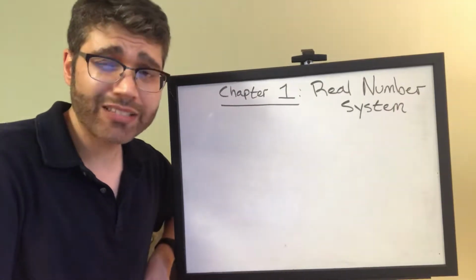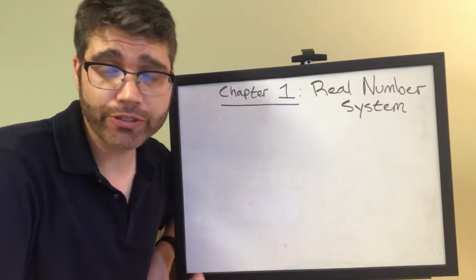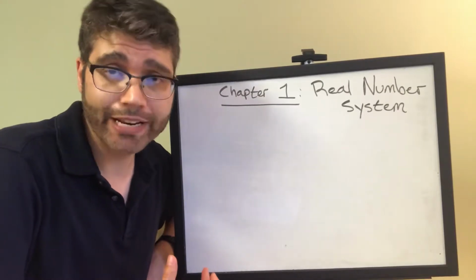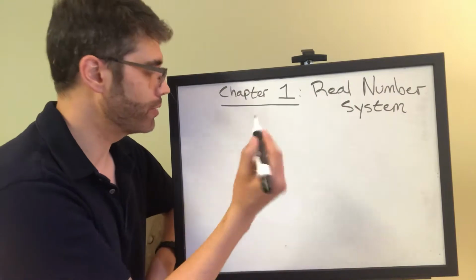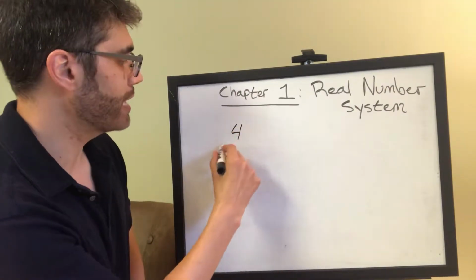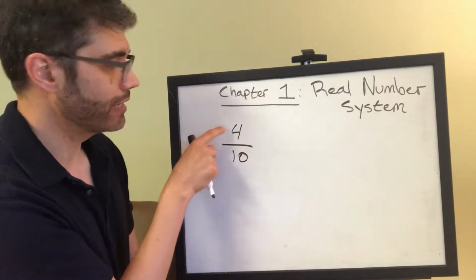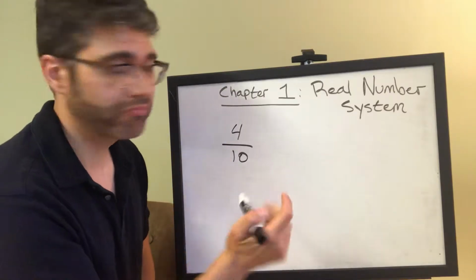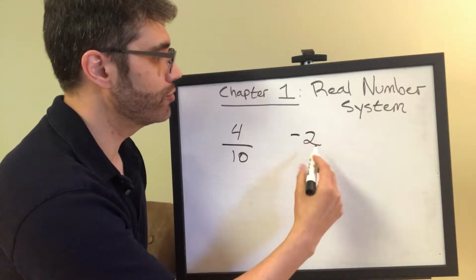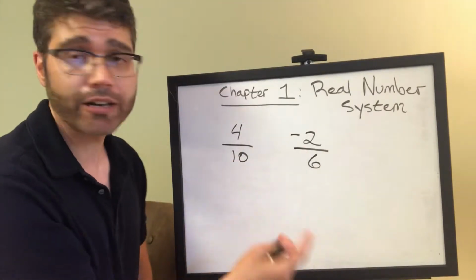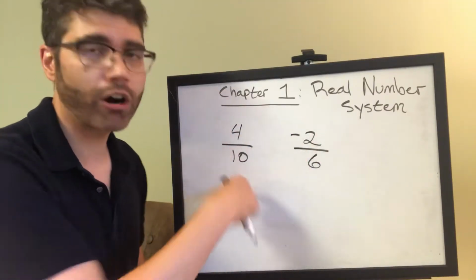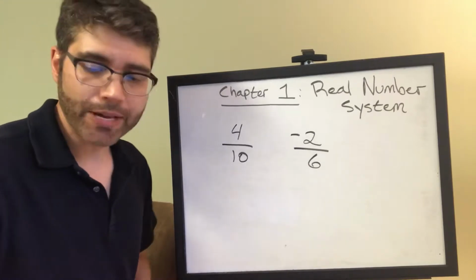All right, so in the last video, we introduced rational numbers, meaning these are numbers that can be written as a ratio or as a fraction. So let's say 4/10. This is an integer on top, an integer on bottom. How about -2/6? Integer on top, integer on bottom, we're good to go. These are rational numbers. How about this?